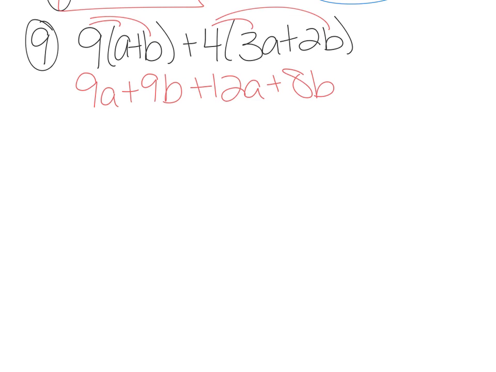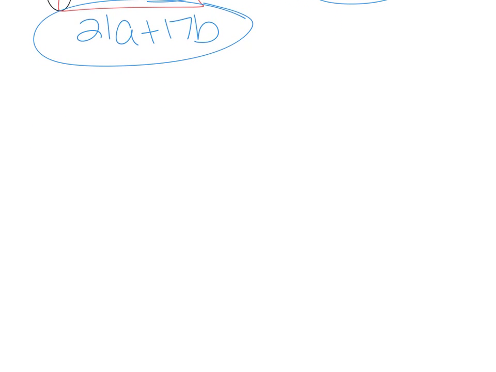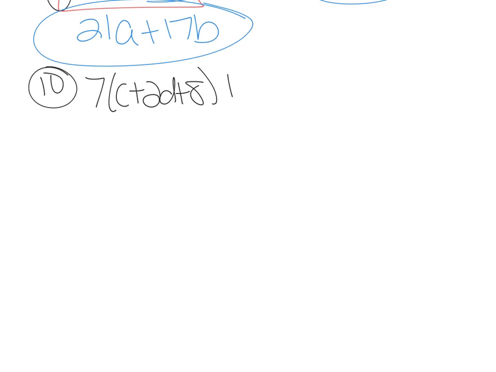And then we would need to go back and combine like terms. So I have 9a plus 12a gives me 21a. And then 9b plus 8b gives me 17b. Okay, and last one here, going to be kind of like that one right above there. Number 10. 7 times the quantity c plus 2d plus 8, and then close parentheses, plus 3 times the quantity 9c minus 2.